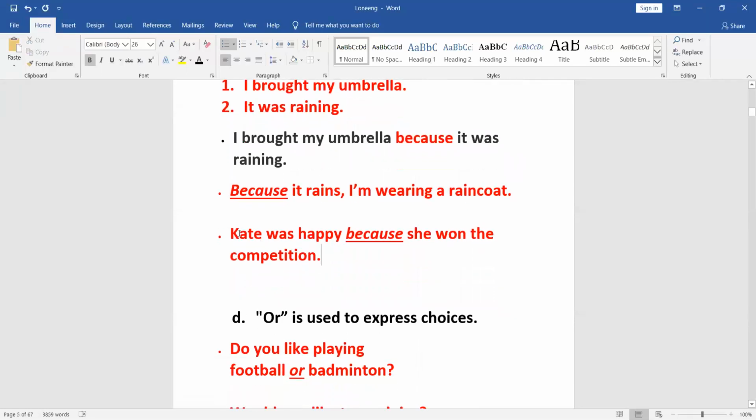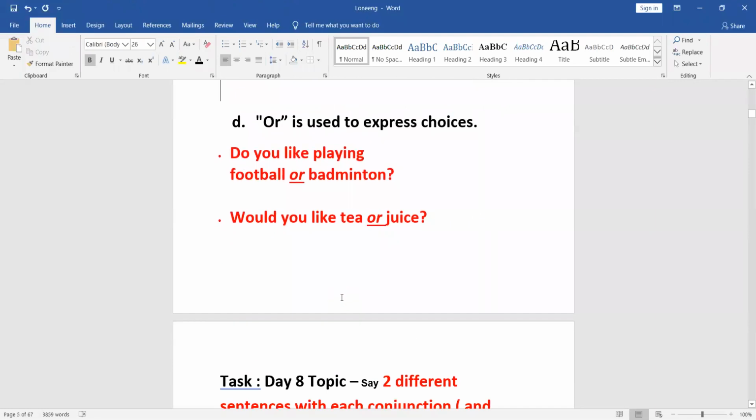The next sentence, Kate was happy because she won the competition. So why are we using "because" here? Kate is happy, and that is the consequence, and the reason is the actual outcome, she won the competition. So that is the cause. All right, so I hope you understood this. Very good. Let's move on to the last one, "or".